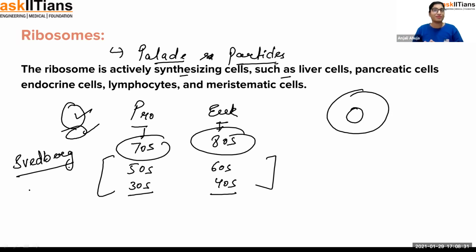Now you have to remember this. There are two subunits which come together only when protein is needed. That's it. That's all about the ribosome. Now we are going to learn the next thing. Okay, if a question comes in your paper asking what is the function, it usually comes as a 2 marks question. What is the function? You will be saying it helps in protein formation.